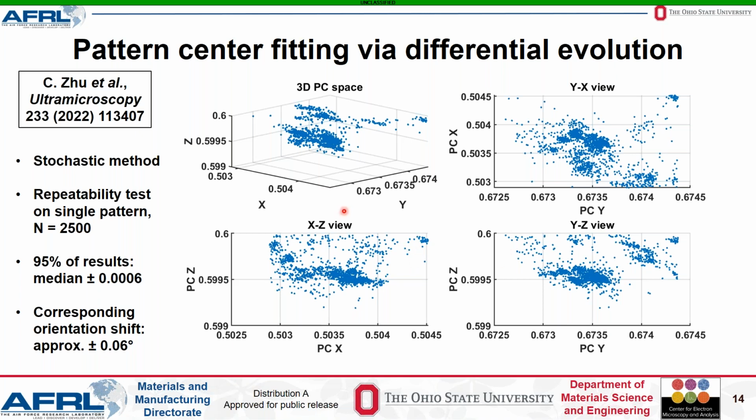Marc De Graef's EMsoft dynamical diffraction simulation software is used to generate the simulated EBSD patterns for comparison. The figure here is multiple views of a 3D scatter plot of my results from 2,500 PC fitting runs on a single experimental pattern, which I used to demonstrate to myself that this stochastic method would converge with sufficient consistency for my purposes. In fact, I actually had to change my pattern acquisition parameters several times to reach a level of consistency I considered acceptable.